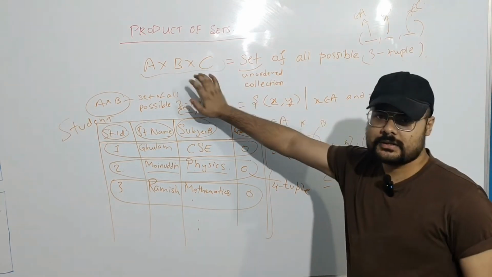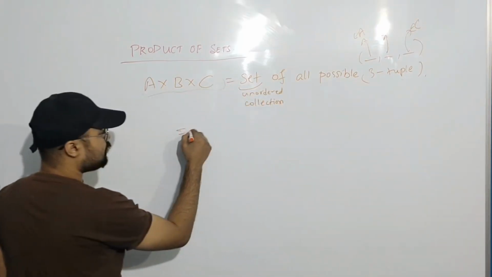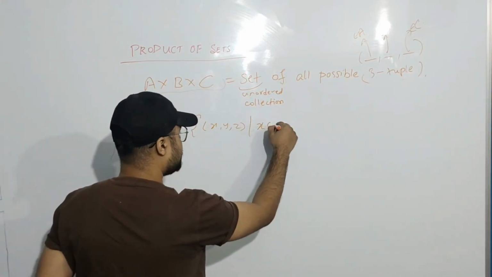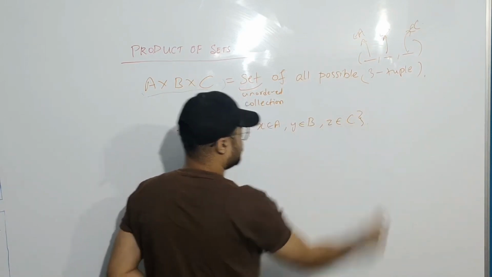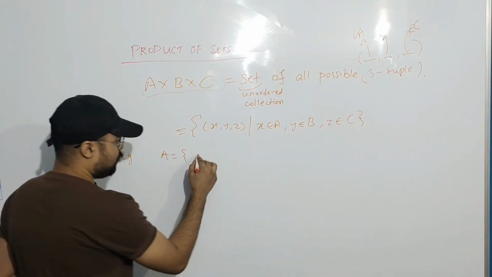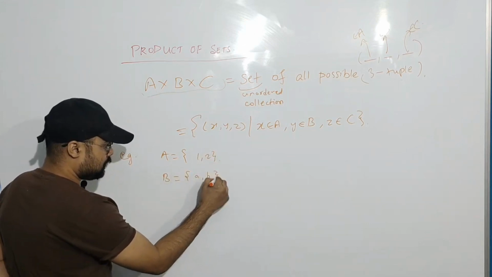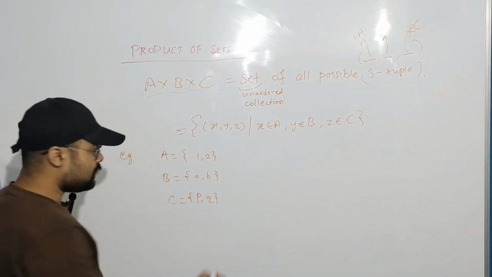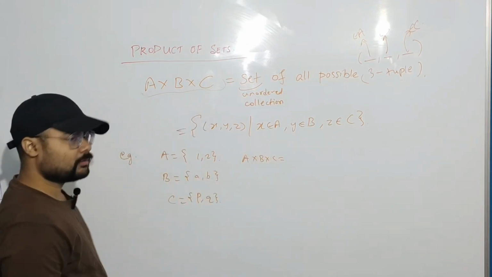Okay, let's compute the product of three sets. So this is equal to nothing but x, y, and z, such that x belongs to A, y belongs to B, and z belongs to C. Okay, so let me take one example to explain. Let's take A to be 1 and 2, B to be a and b, and let's take C to be p and q. Okay, you will see that the number of elements in A cross B cross C is going to be 8.